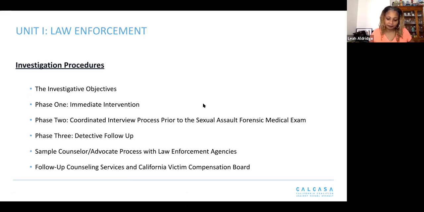Okay, so the objectives of investigation, and your advocates will be able to inform survivors, again, what to expect, managing the expectations of the survivor. This is all very scary. This can all be very, very scary and very intimidating.